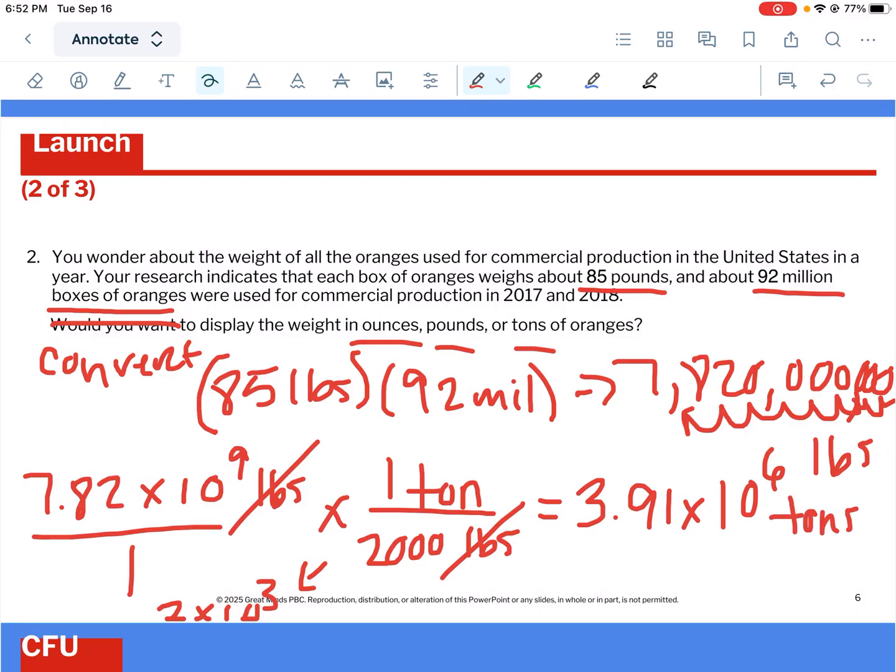Now, to be honest, that is still a very large number, mind you. It looks smaller because it's in scientific notation, but that's still a very large number. That's just something to be aware of.